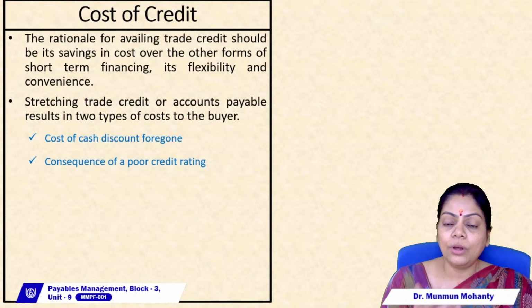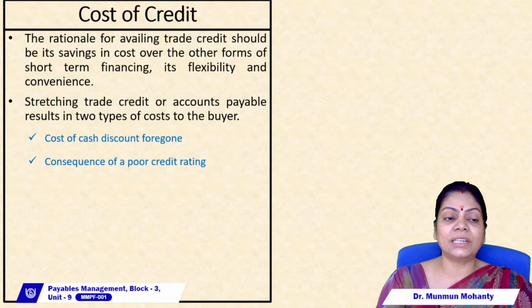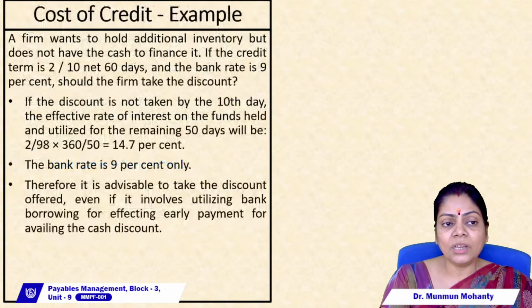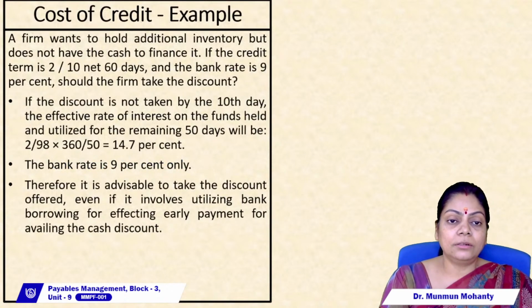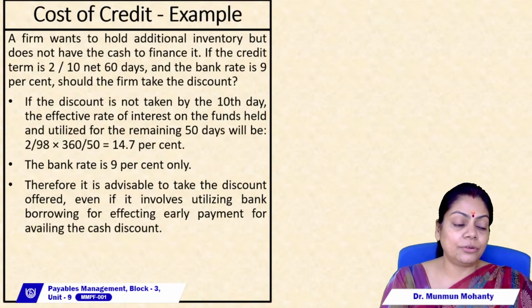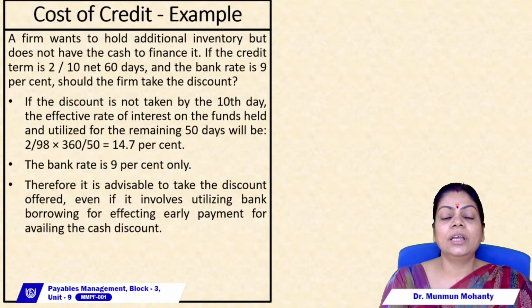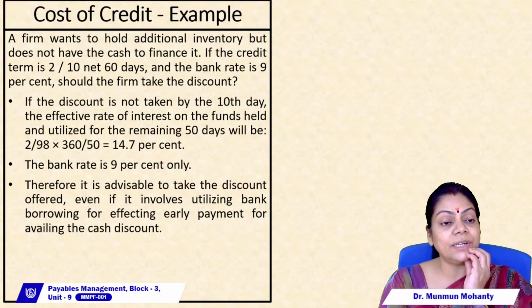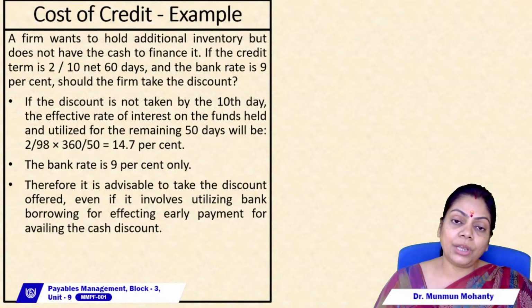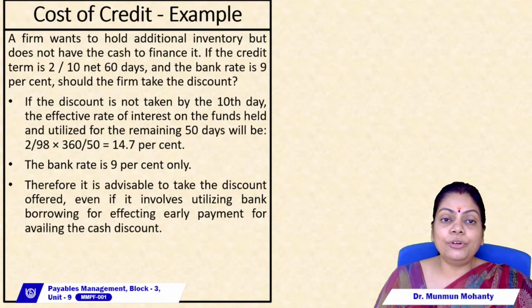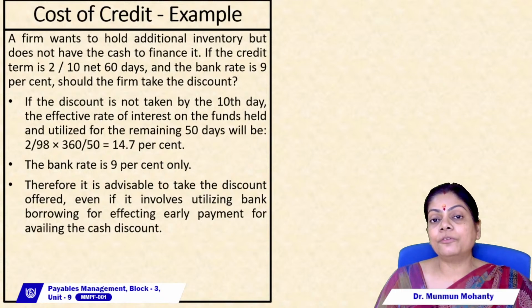We'll just see how that can be done through this example. A firm wants to hold additional inventory but does not have the cash to finance it. The credit term applicable to the firm here is 2/10 net 60 days. The bank rate offered is 9%. The question is: if the bank is giving you a short term loan at 9%, should you stretch the payment of cash?